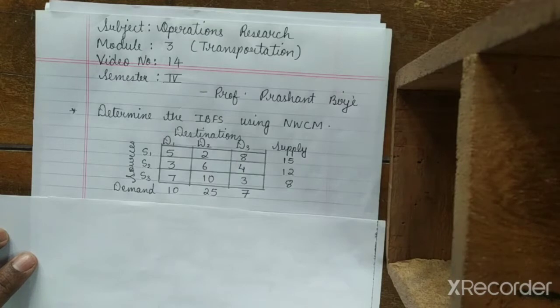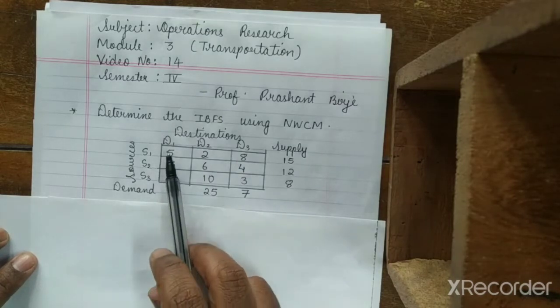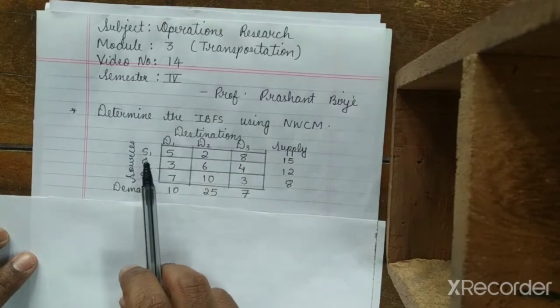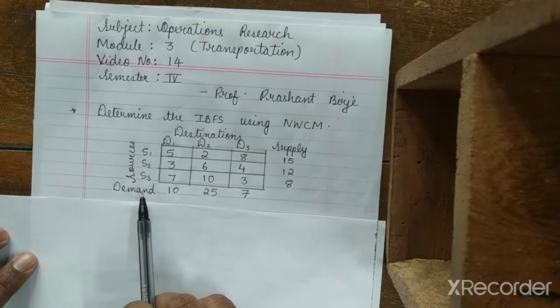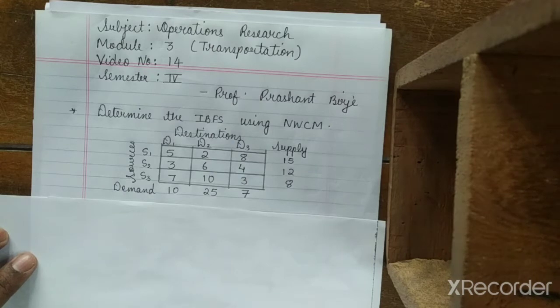The cost matrix is given. There are three destinations D1, D2, D3. Three sources are there, S1, S2 and S3. Supply and demand restrictions are there. So let us solve this problem.